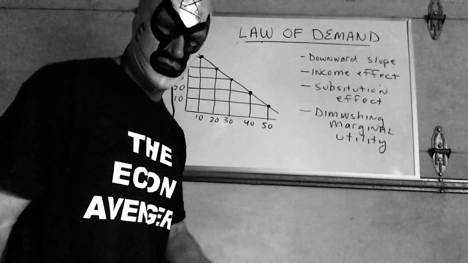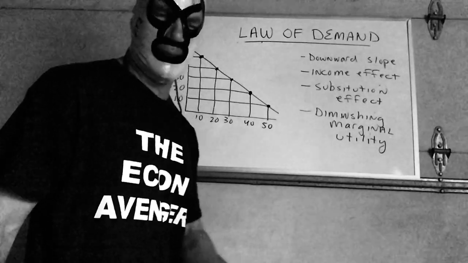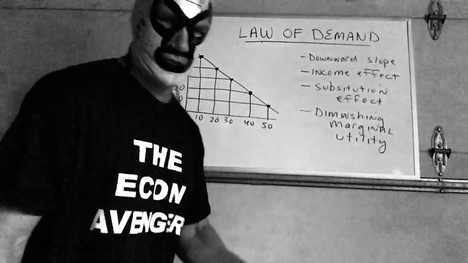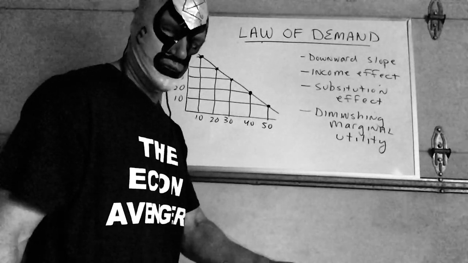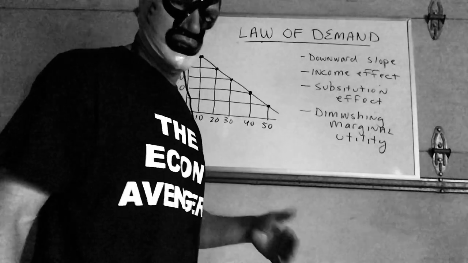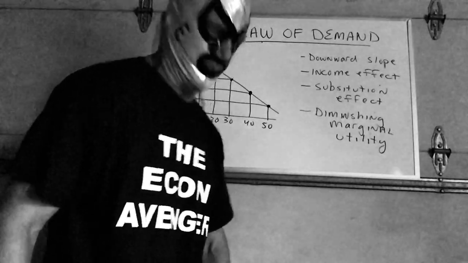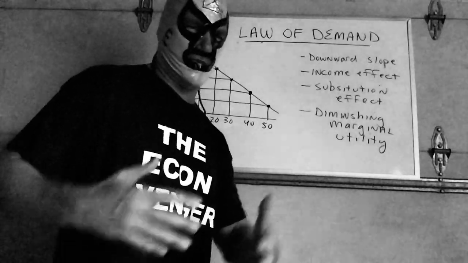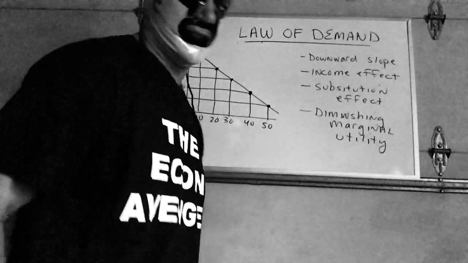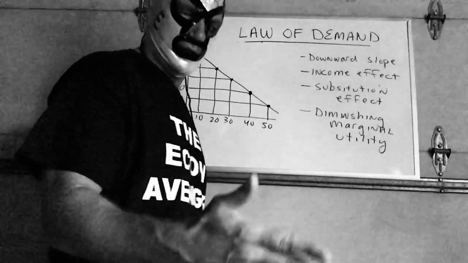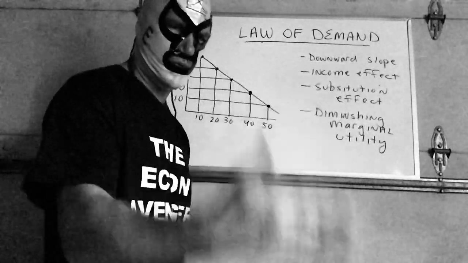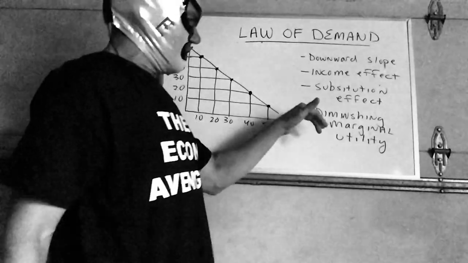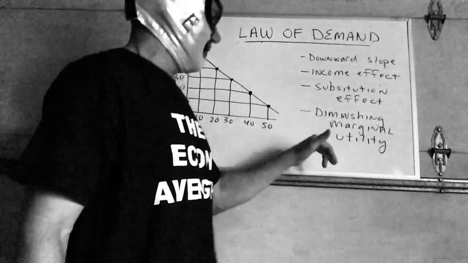Diminishing means decreasing. Marginal is a big economics word you're going to have to remember. Marginal always means additional or extra, okay? Marginal, additional, or extra. And then utility is another economics word. It's not what you pay in your bills. It's not your heating bill or your air conditioning bill or your smartphone plan. Utility means usefulness, or satisfaction. So, diminishing, decreasing; marginal, additional; utility, satisfaction.